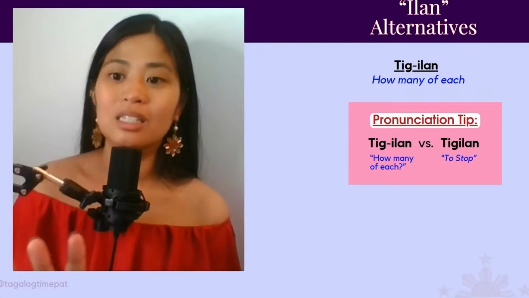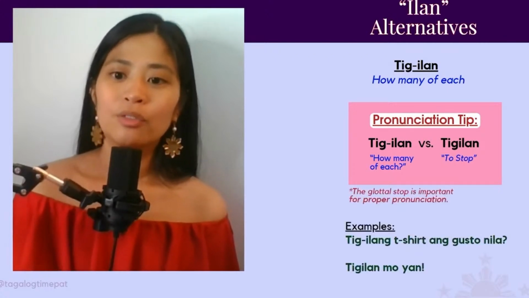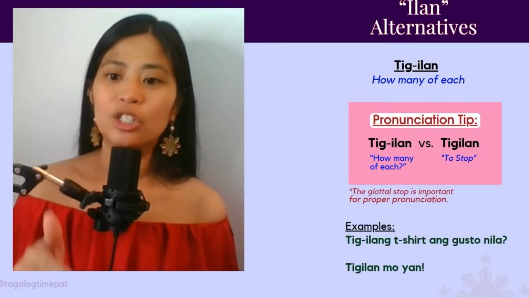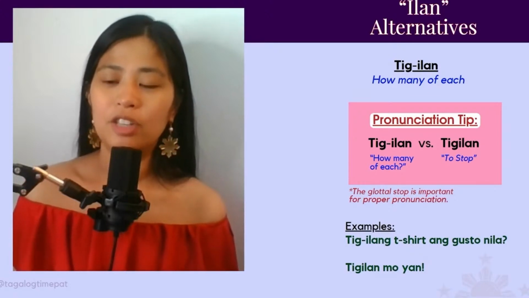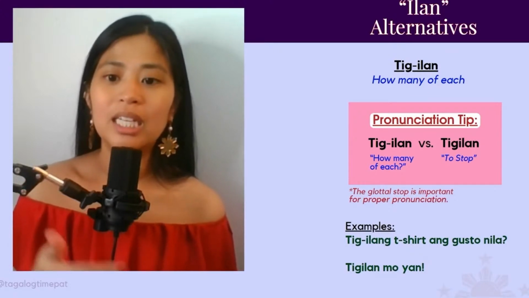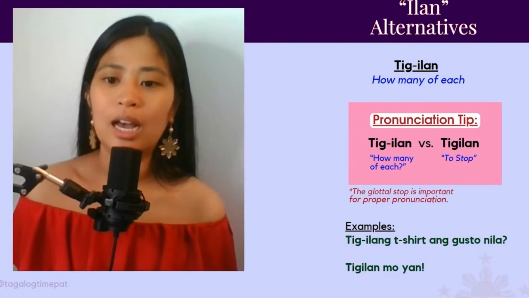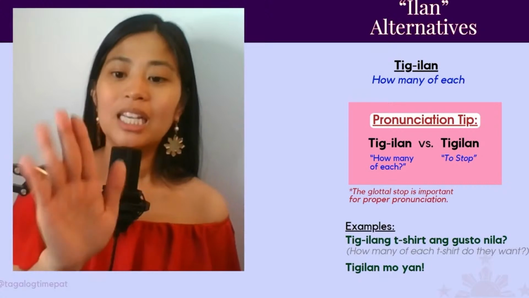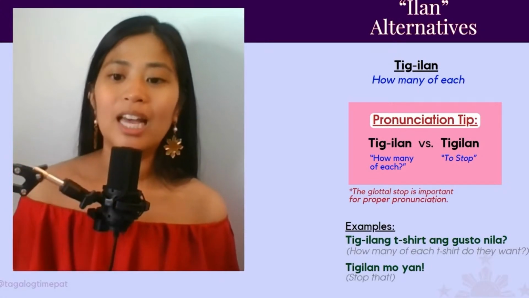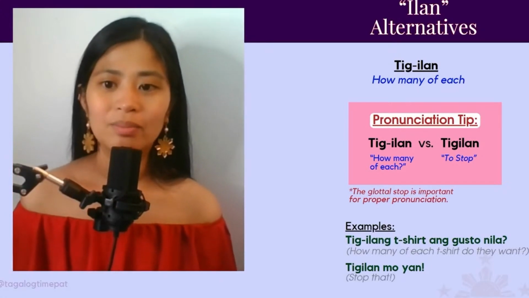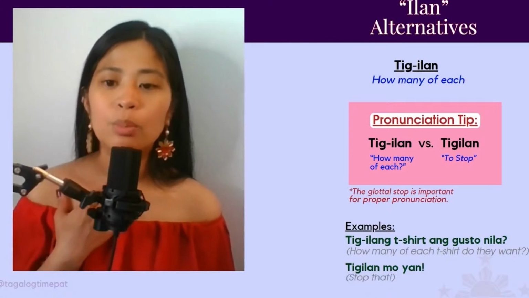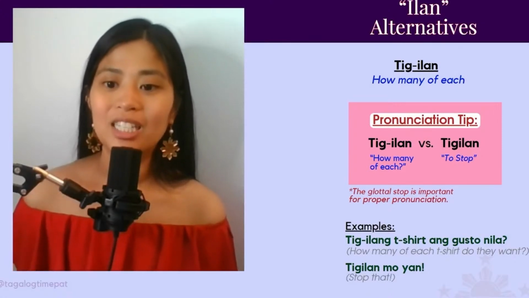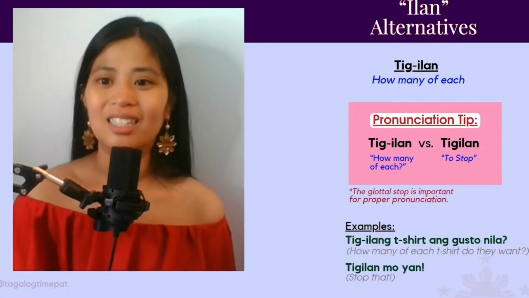That means to stop. For example, tig-ilan t-shirt ang gusto nila. How many of each t-shirt do they want? Tig-ilang t-shirt ang gusto nila. That means how many of each t-shirt do they want? But if you say, tigilan mo yan, that means stop that. Okay, so again, that glottal stop is important for proper pronunciation because they mean different things otherwise.